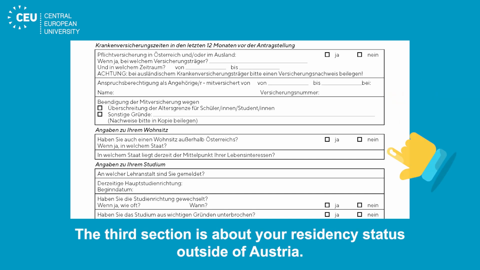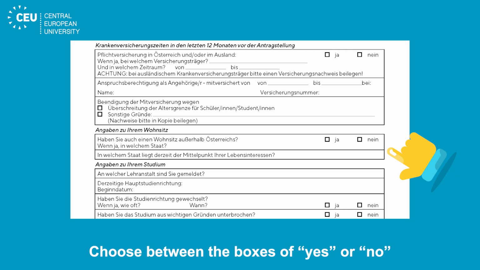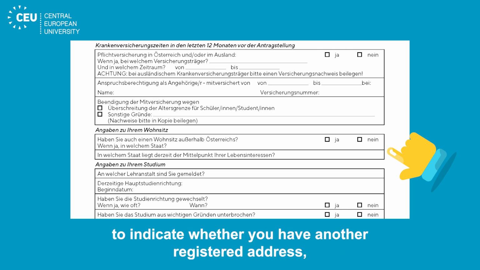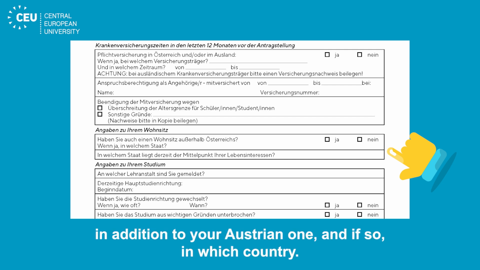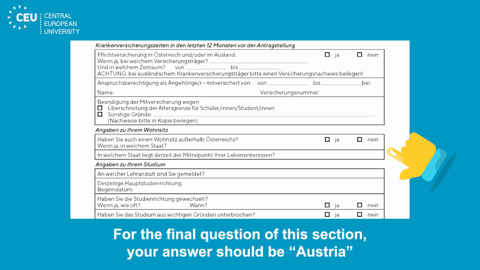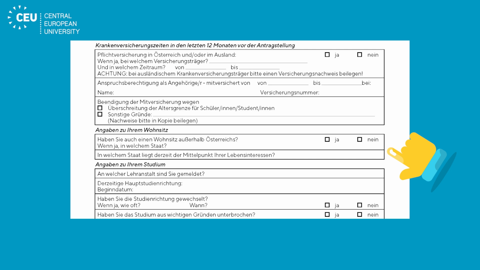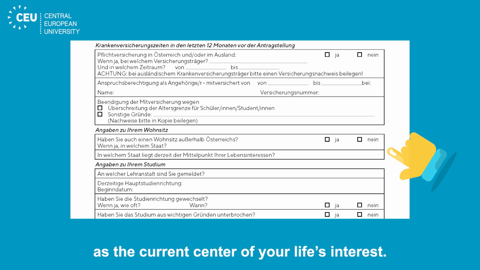The third section is about your residency status outside of Austria. Choose between the boxes of yes or no to indicate whether you have another registered address in addition to your Austrian one, and if so, in which country. For the final question of this section, your answer should be Austria as the current center of your life's interest.